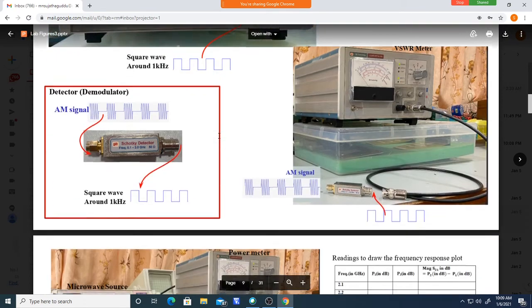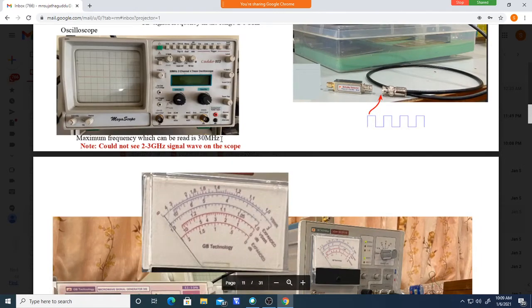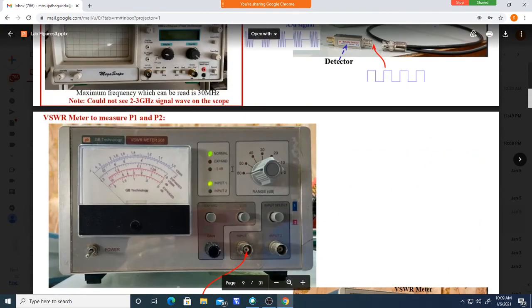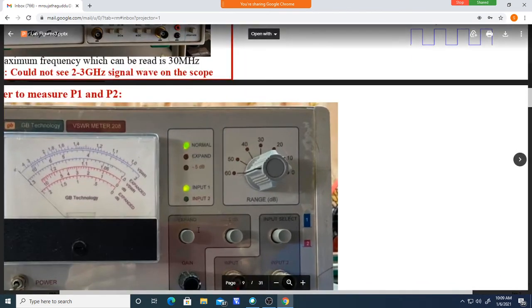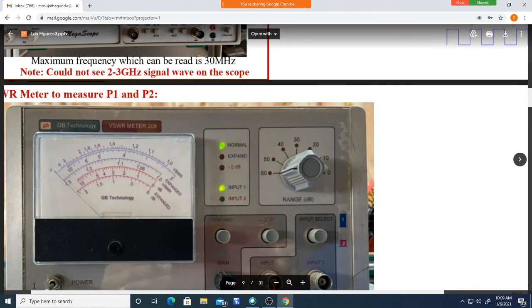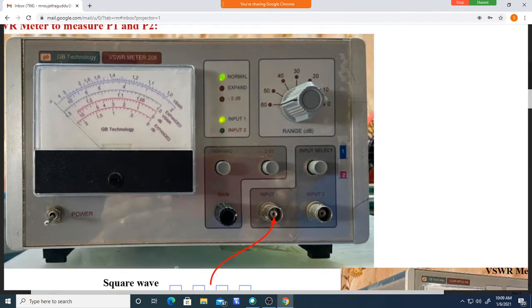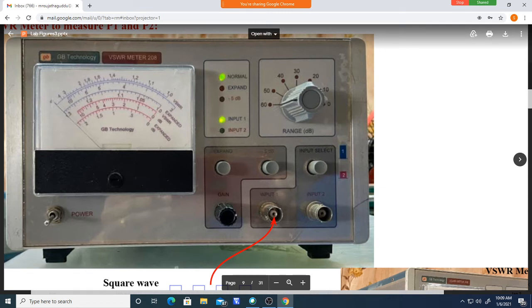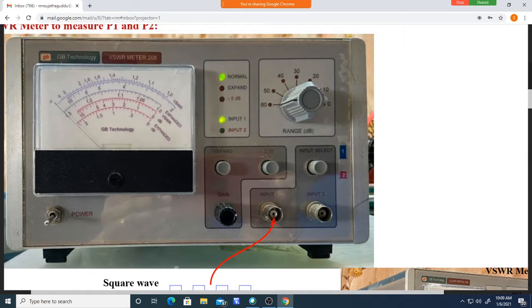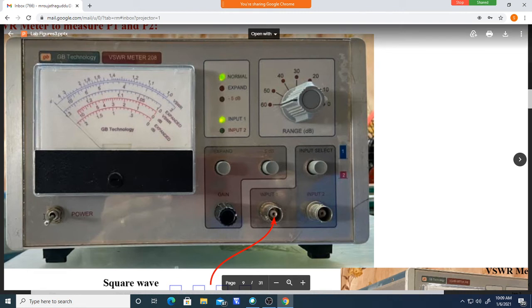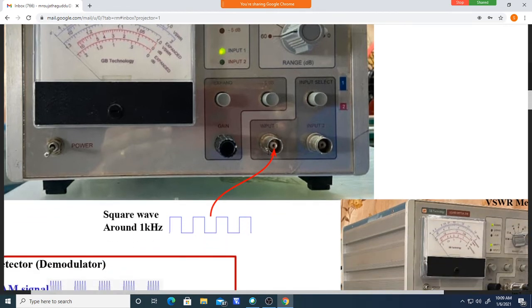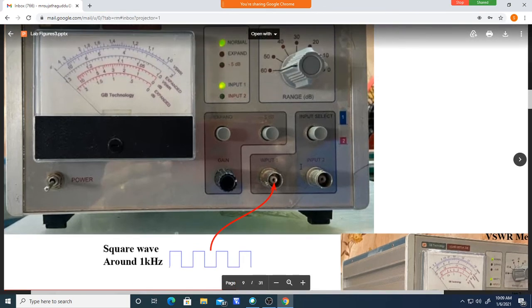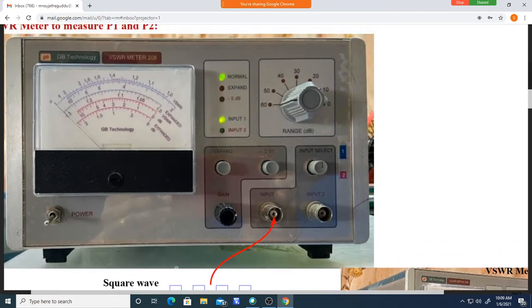How to measure the power using this equipment? This is called a VSWR meter. Here this meter has a knob, you can observe here. There are two selections, input 1 and input 2. Either one of these you can use. This is the power switch, power on or off is this button. Next, you can use either this one or this one, input 1 or input 2. That selection is here, see here. It is in the pressed position, and you should connect the input to here.